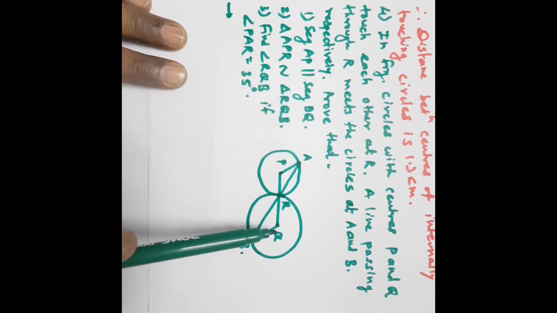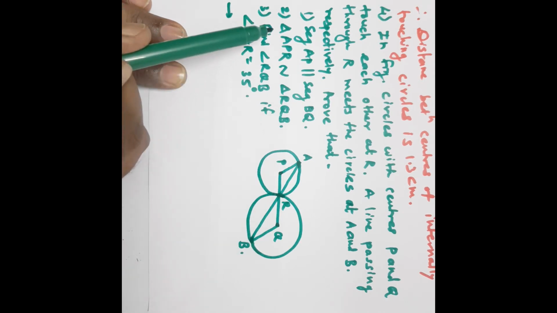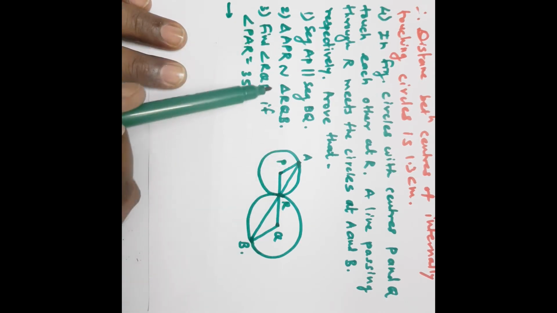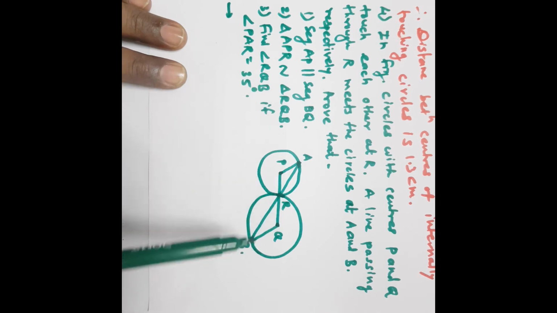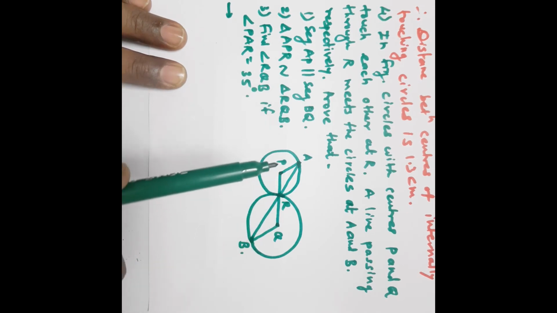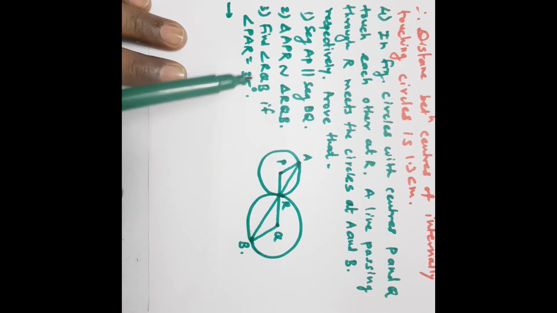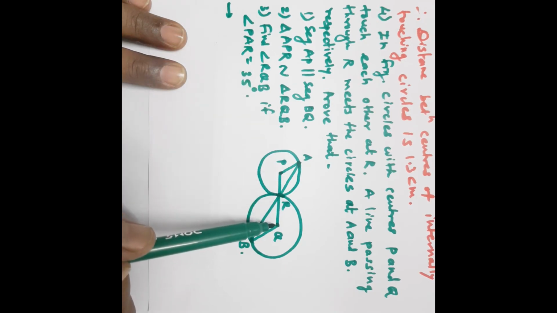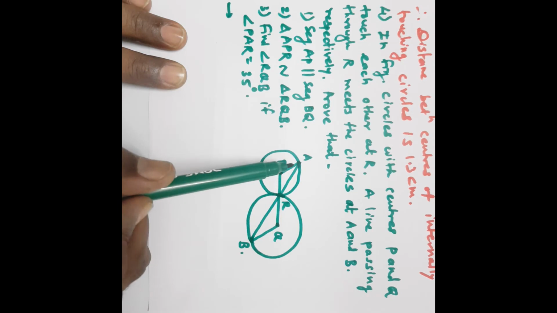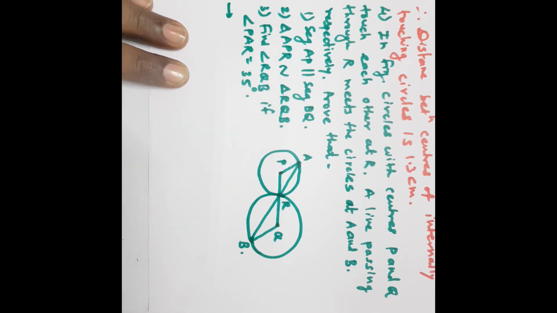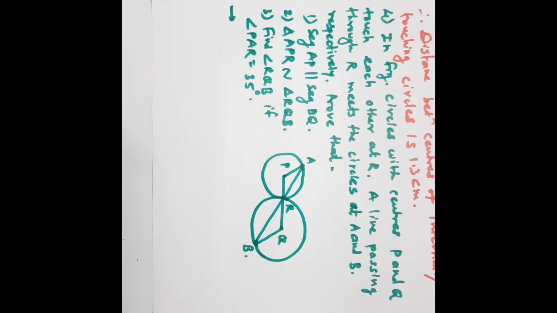Here, AP parallel to BQ is to be shown. Then second, triangle APR is similar to triangle RQB. These two triangles are to be shown as similar. And third, find angle RQB. We have to find this angle Q if angle PAR is equal to 35 degrees. Now we will first prove the first statement, that is segment AP parallel to segment BQ.